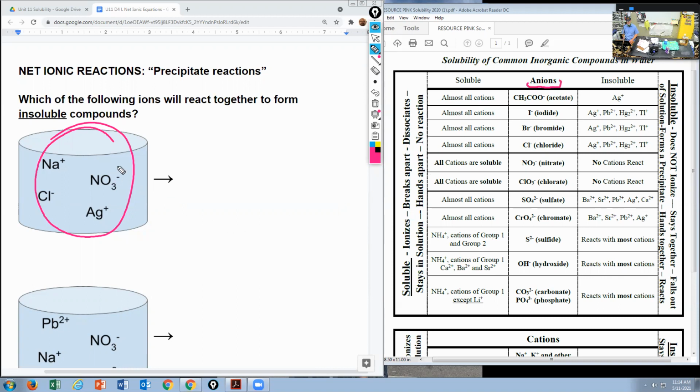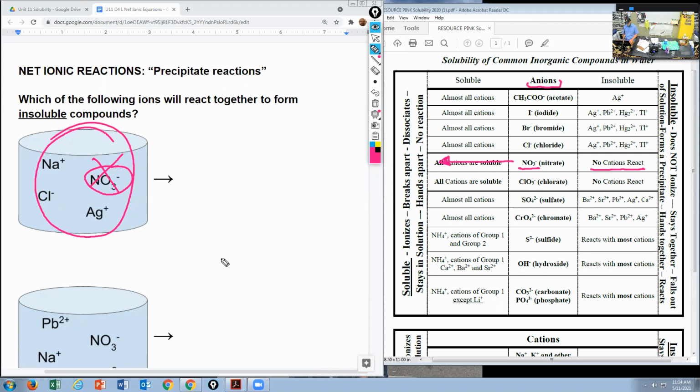So let's start off. Let's look at nitrate. Here's nitrate, and let's see if any of these net positives are in the container. And it says right here, no cation ions react, which means that nitrate is always going to be soluble, always. So will nitrate react with anything in here? Absolutely not, because nitrate is always soluble.